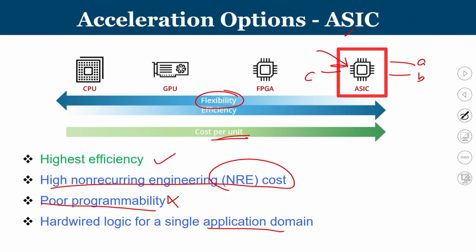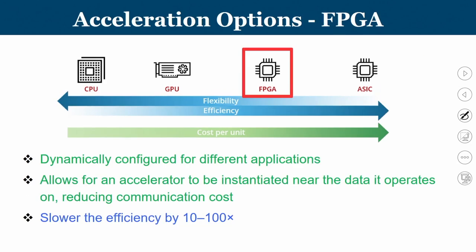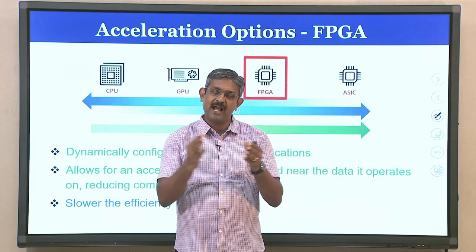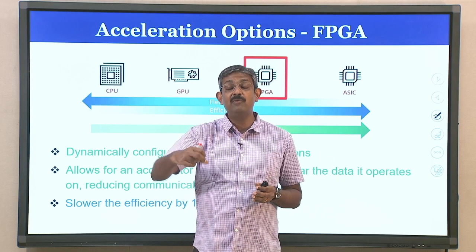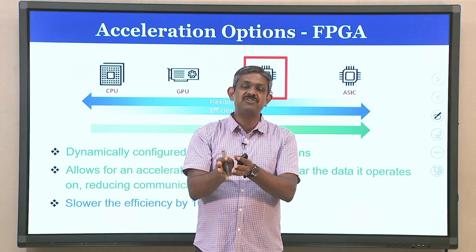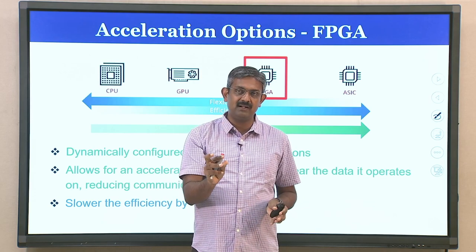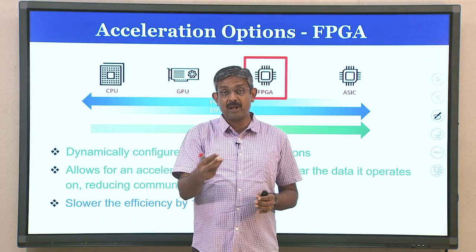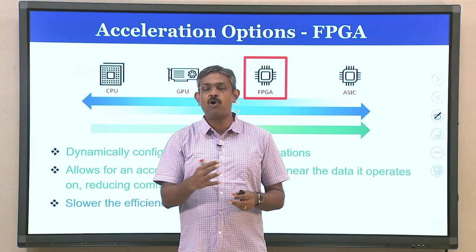So, it can do only that class of an operation. The next category of acceleration is about FPGAs. FPGAs are field programmable gate arrays. These are a kind of IC, which consists of programmable logic blocks, and then I can program it. I can put a bit stream into it, which is basically the pattern that tells which programmable block has to be configured on and off.